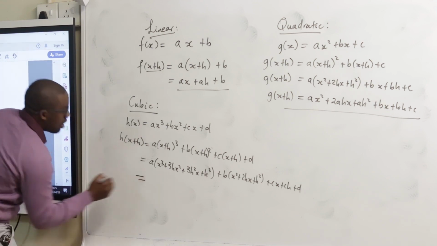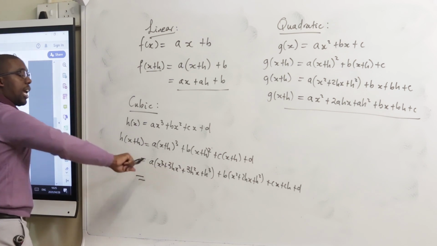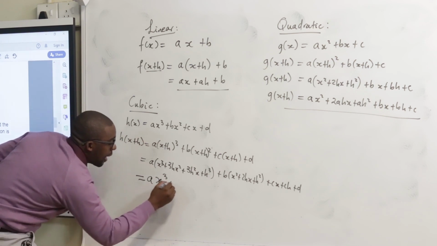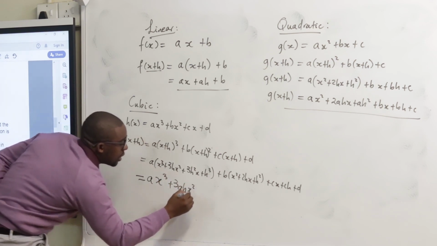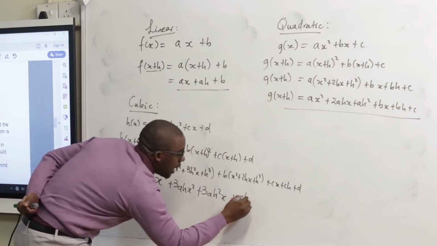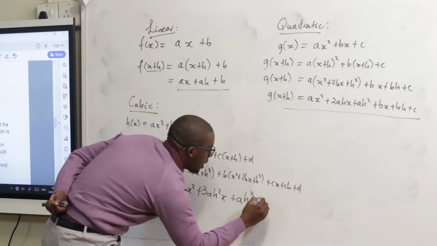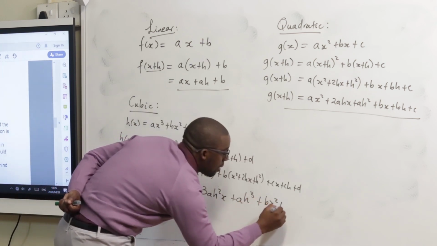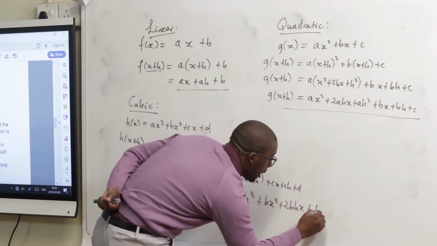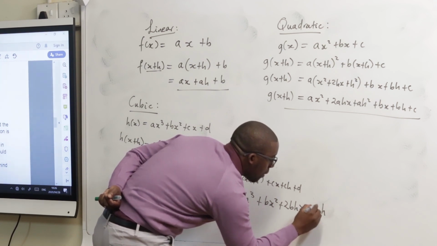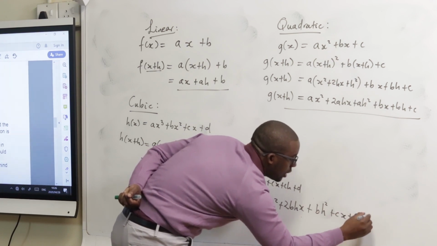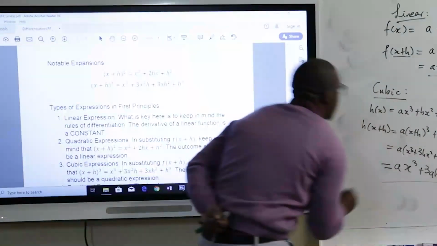Next, I'm merely distributing the a as well as the b. Ax cubed plus 3ahx squared plus 3ah squared x plus ah cubed plus bx squared plus 2bhx plus bh squared plus cx plus ch plus d. Very cumbersome.